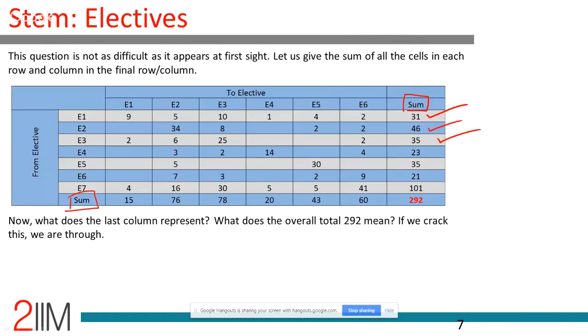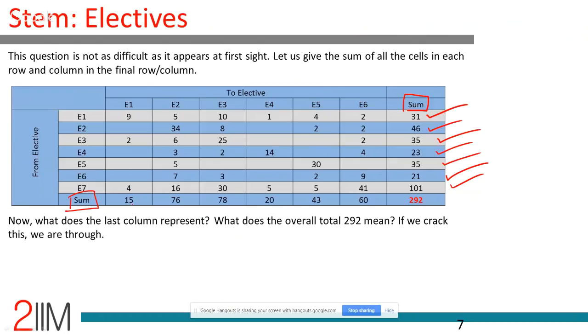That works. 3 plus 2, 5, 19, 23. Works. 5 plus 30, 35. This works. 7 plus 3, 10. 10 plus 2, 12. Plus 9, 21. This works. 4 plus 16, 20. Plus 30, 50, 55, 60, 101. This works. We've added these column wise also.